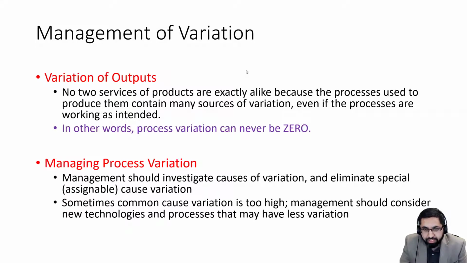However, sometimes there could be special cause variation as well, which is when a machine is not working properly, an employee is not trained, so external causes are messing up the process. So management should investigate causes of variation and eliminate special cause variation. Special cause variation is also called assignable cause variation, because you can find a cause for it that should not be there. So something is happening that should not be happening. So a machine either needs maintenance, or a machine is not working properly, or employees are not working properly. Sometimes common cause variation is too high, and we talked about that, and then management has to consider new technologies and processes.